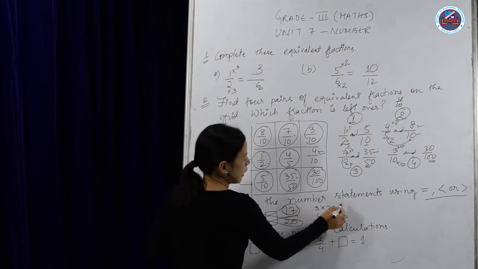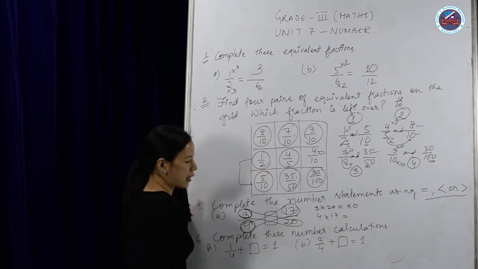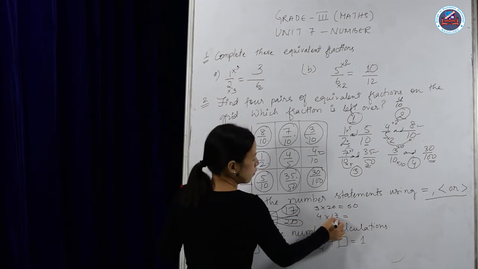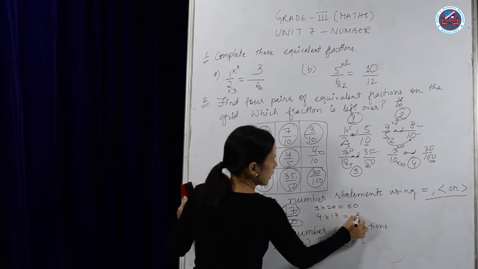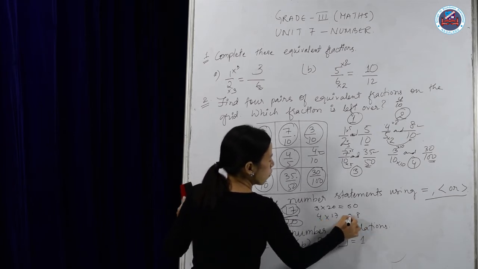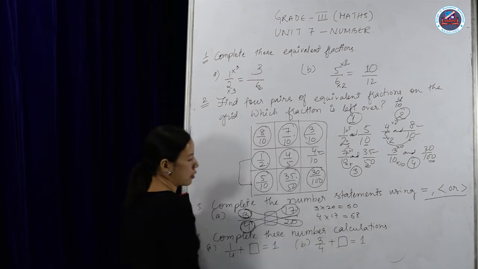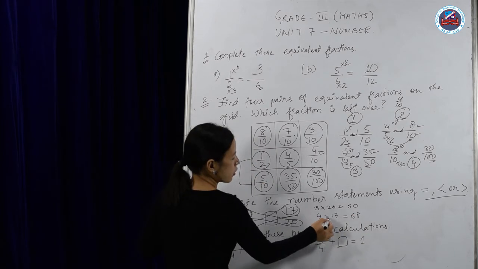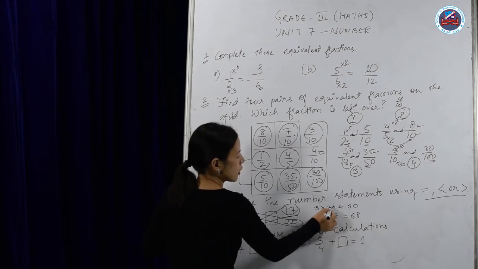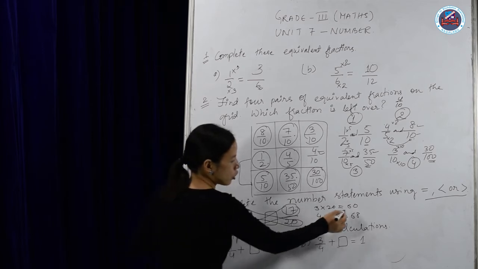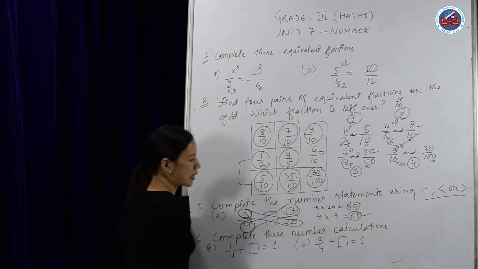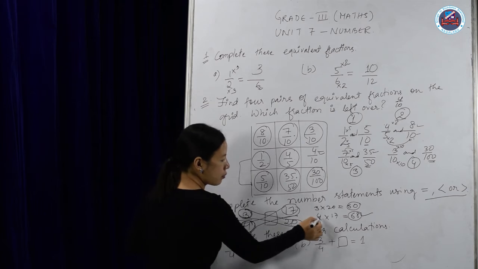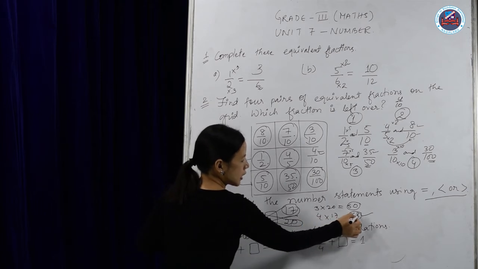3 times 20 is how much? We know that is 60. And then 4 times 17 is how much? 4 times 7 is 28, 2, 4, 1, 4, 6, right? So that means 68, that is 4 times 17 is 68 and 3 times 20 is 60. So which number is greater? We know that 68 is greater than 60.